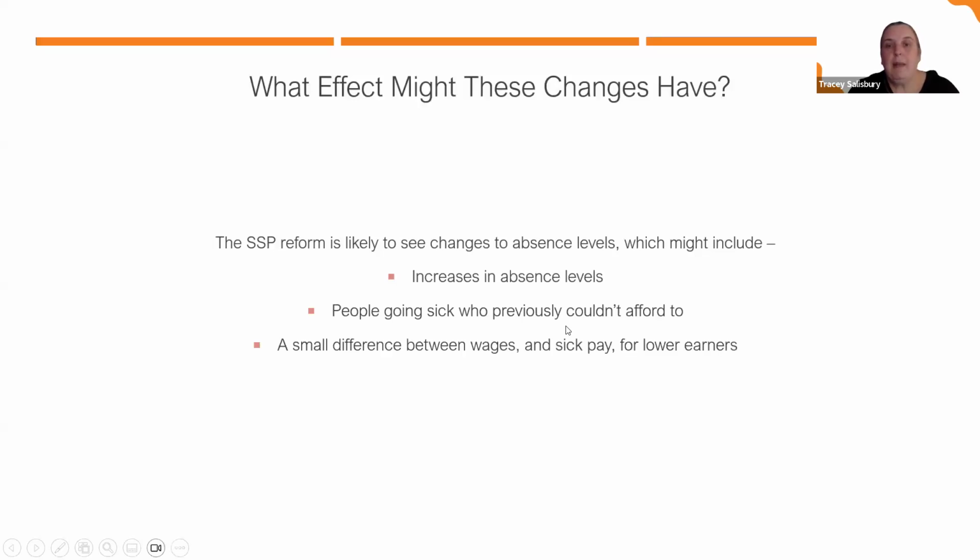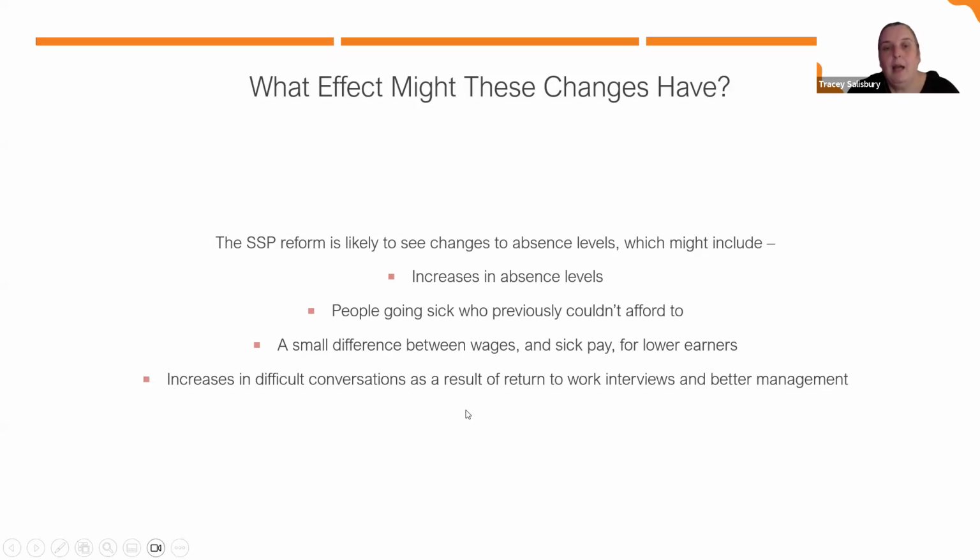The other change is that there may now be a very small difference in wages and sick pay for these lower earners. So the people who aren't earning the LEL limit, like we said earlier, if they're earning £100 a week for coming in or £80 a week for being off, there may not be a massive difference between those wages. And that may lead to an increase in difficult conversations.